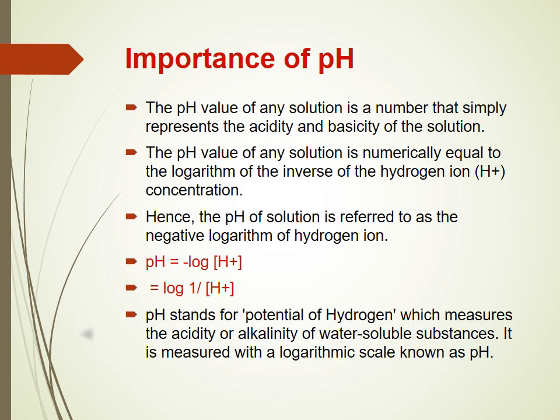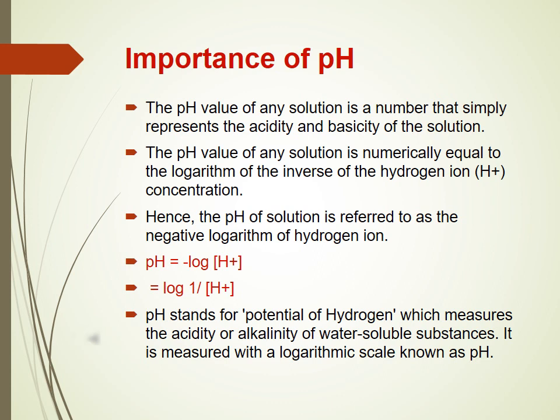And that's why one of the properties of water by which we are able to determine the acidity or basicity of a liquid solution is the pH. This pH value basically detects the concentration of hydrogen ions in the solution. It means the pH value of any solution is numerically equal to the logarithm of the inverse of the hydrogen ion concentration, and that's why you are observing here that the pH of the solution is referred to as the negative logarithm of the hydrogen ion concentration.